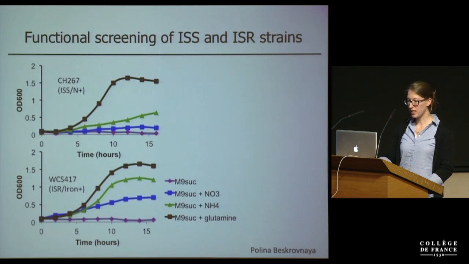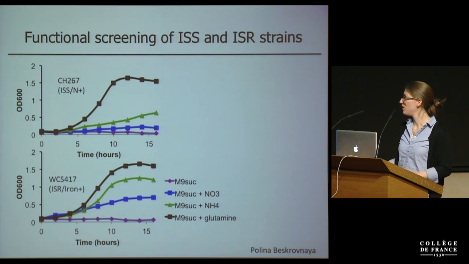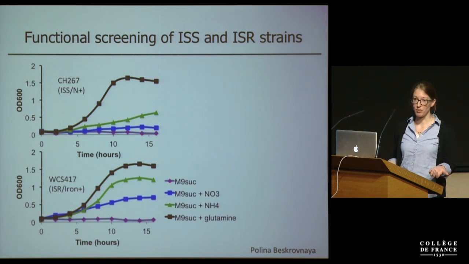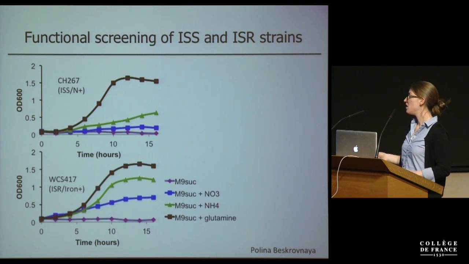So I'm going to show you one last data slide, because this is the very first data to come out of my own new lab, which is very exciting. So my student, Paulina, has been starting to just look at differences in nitrogen metabolism in these different strains. So she's just growing them. These are just growth curves with different nitrogen sources for either the ISR strain or the ISS strain.